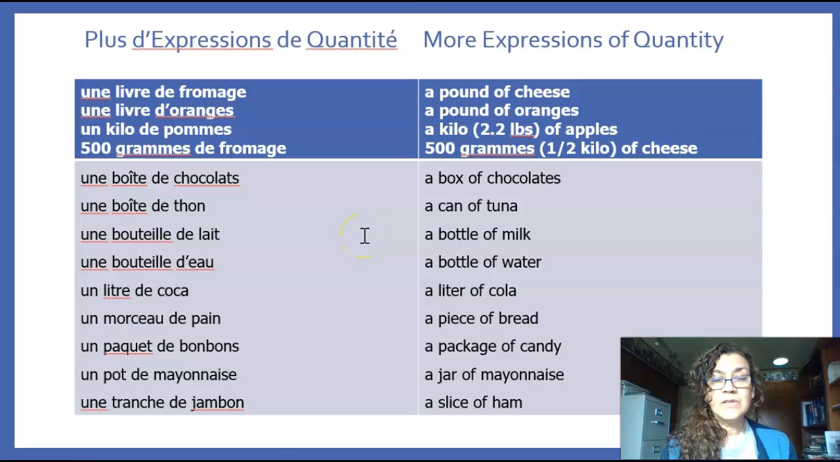A bottle of milk, une bouteille de lait. A bottle of water. Now, water is eau, and that starts with a vowel. So we're going to drop the E on de and use an apostrophe. So it's une bouteille d'eau. A liter of cola. Un litre de coca.